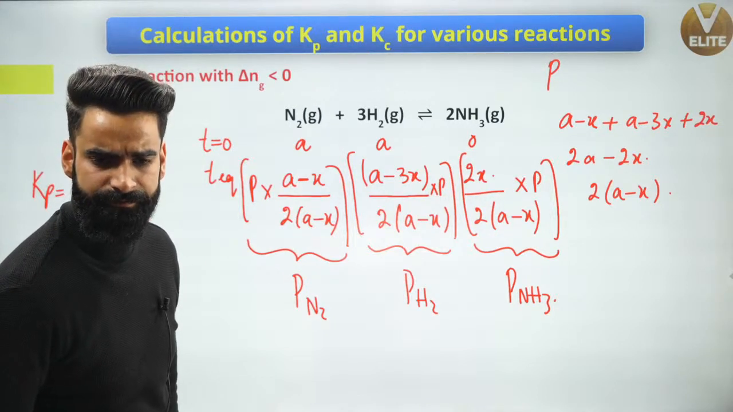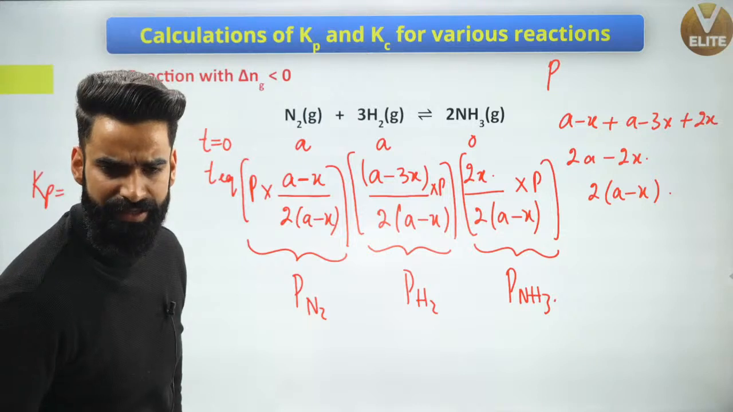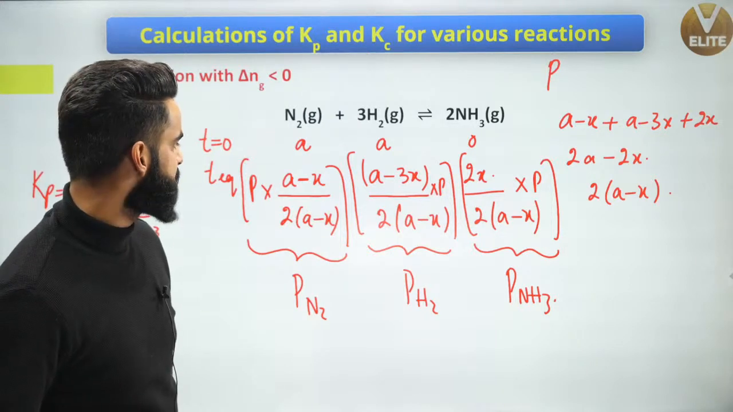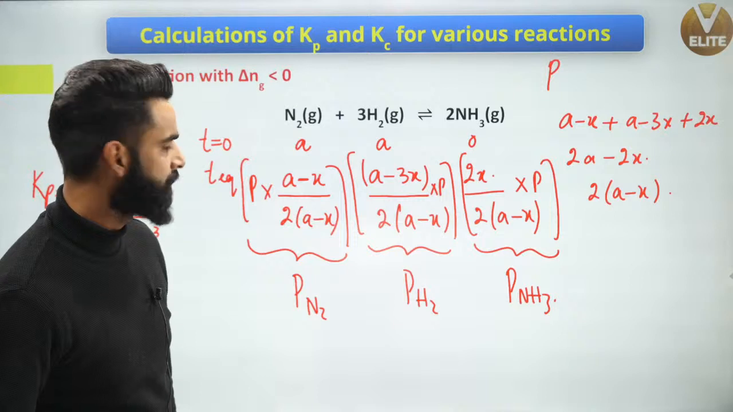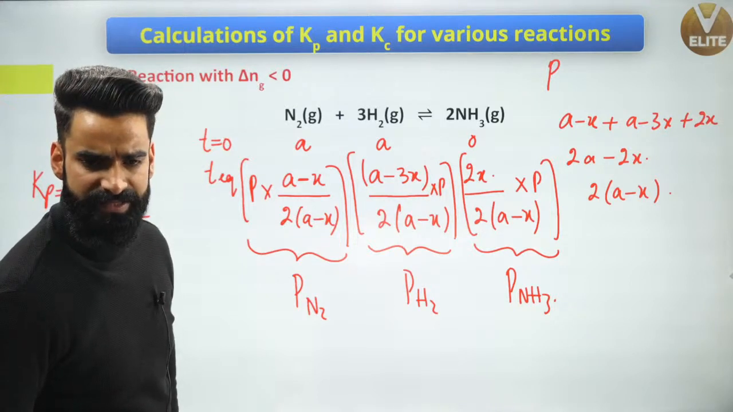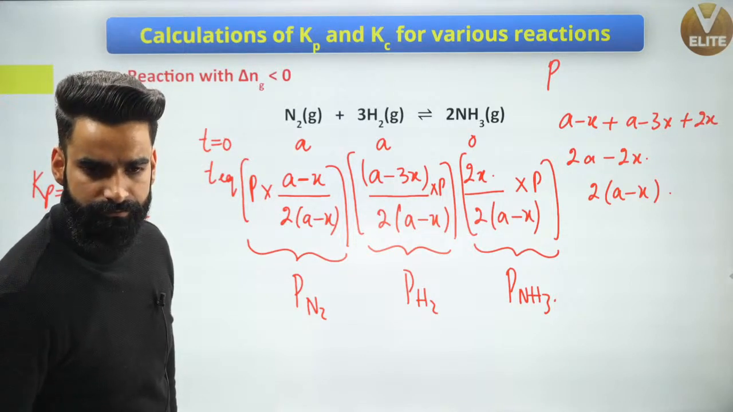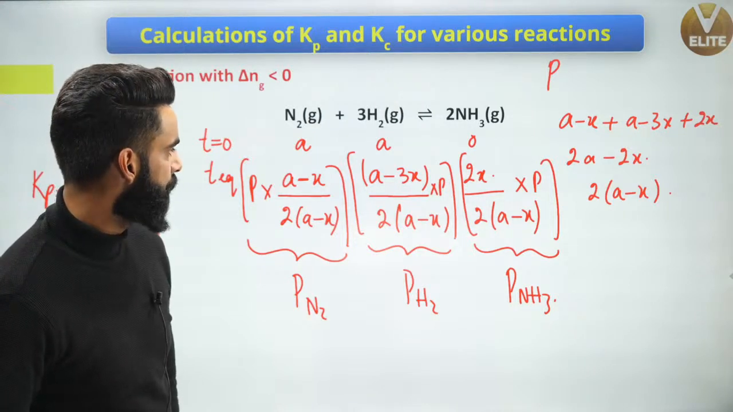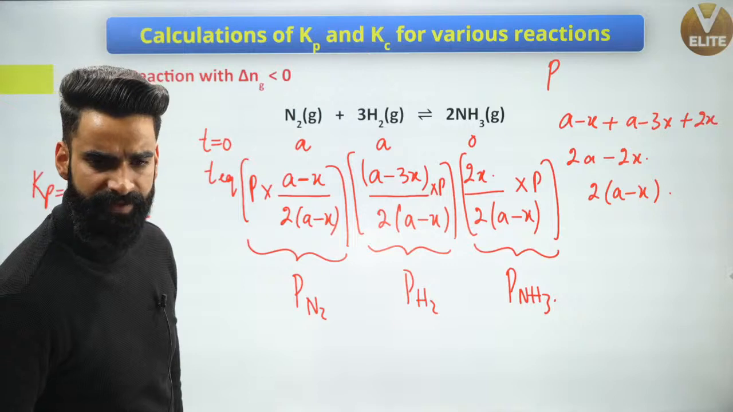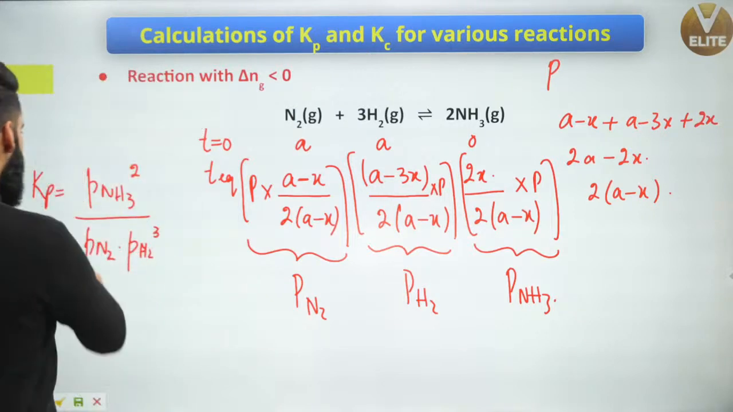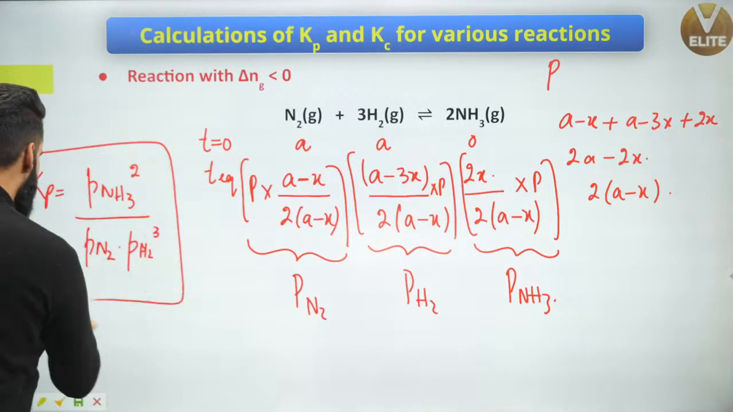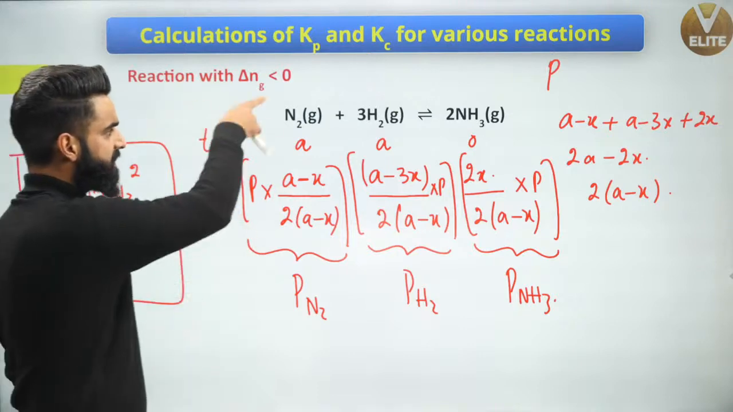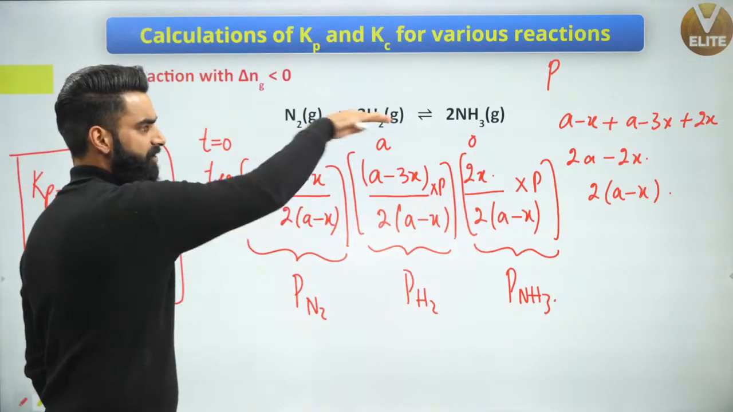What do you guys think? Tell me fast. Is it clear? Yeah? Exactly. This is how we calculate Kp for a reaction whose delta Ng is going to be less than 0, and the reaction is like this.